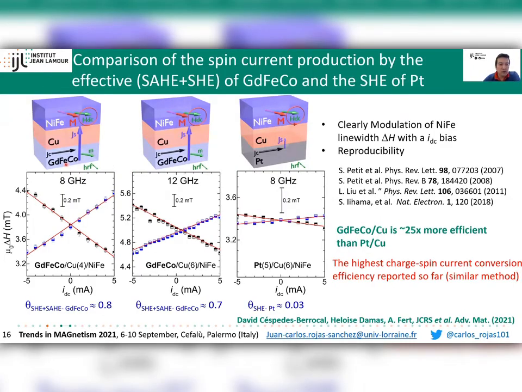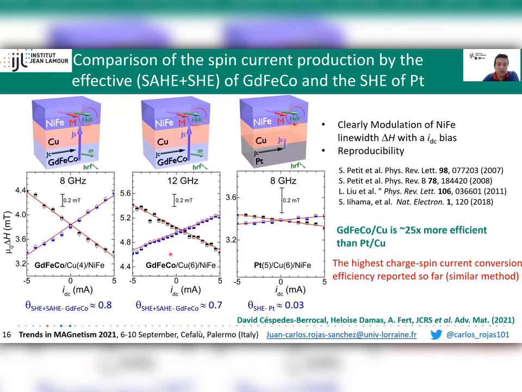Now I summarize our main results. Here we have gadolinium iron cobalt, copper, permalloy, and we have a nice, clear modulation of the nickel iron line width with this DC bias current. We quantify a large value. In order to check this, we measure different devices or different samples. In this case, the copper spacer has 6 nanometers of thickness.